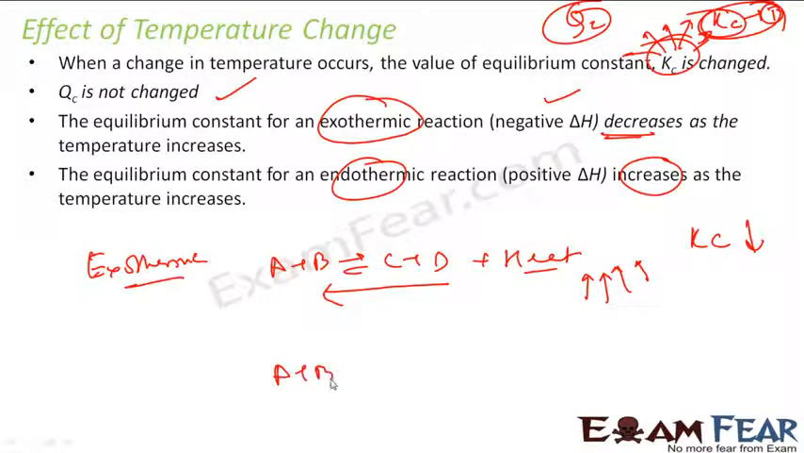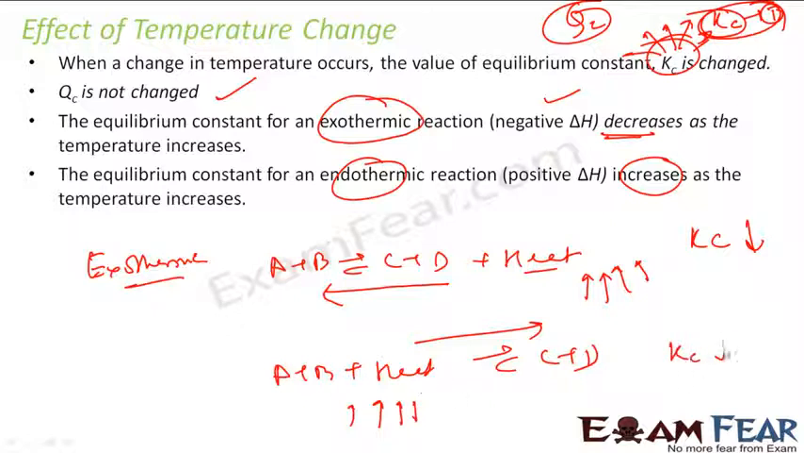Similarly, for an endothermic reaction, you have A plus B, you give heat, then you get C plus D. If you increase the temperature, the system will move in this direction to reduce the stress of the heat, so that Kc will increase. Correct?